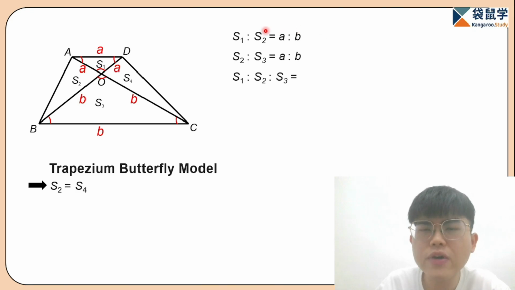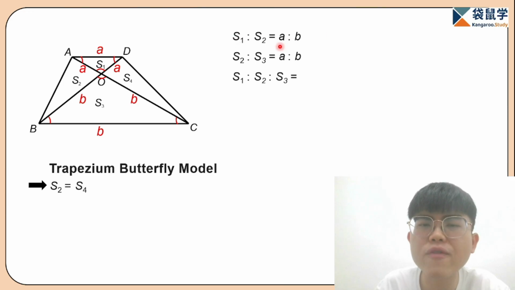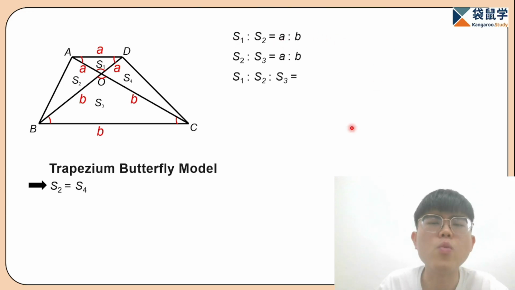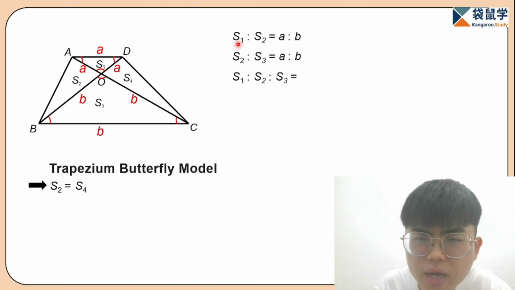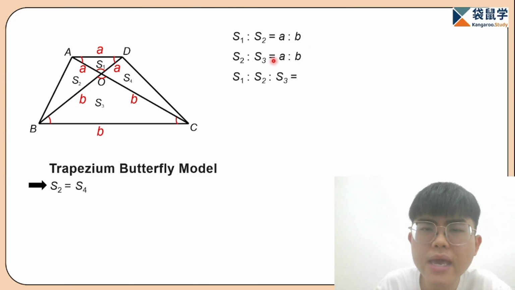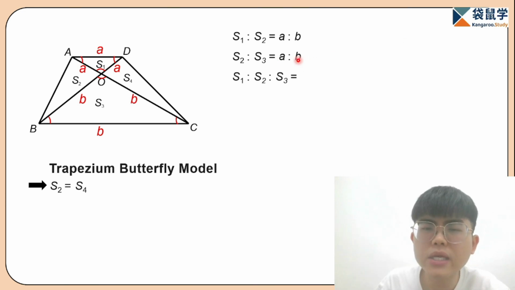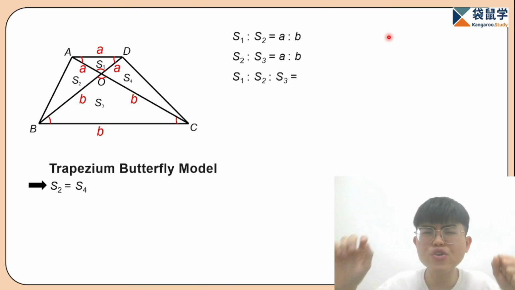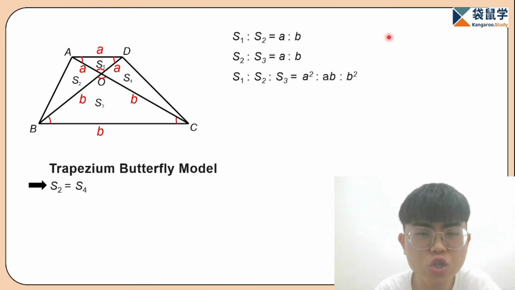Which means that in our first ratio right here, to make S2 become AB, what do we do? We multiply the whole ratio by A. So we have A times A, we get A squared. We have AB. Then over here, we have to make A here become AB for S2. What do we do here? We multiply by B. So here we have B times B, which is equal to B squared. Which means that these three ratios right here will be equal to A squared, AB, and B squared.